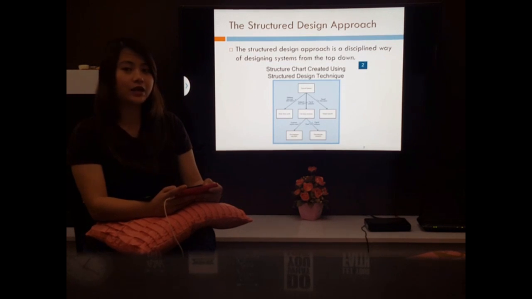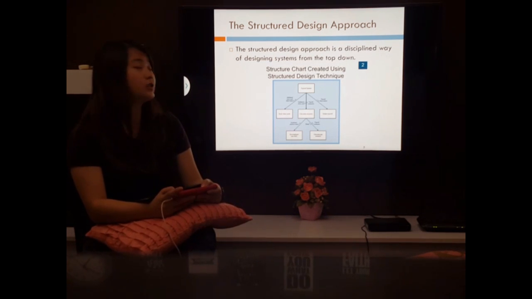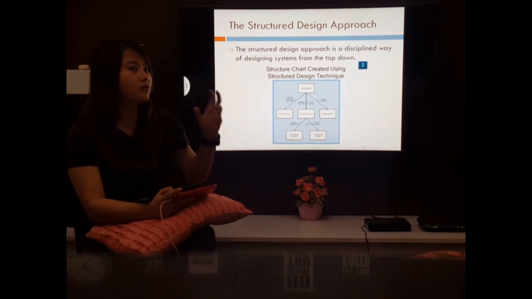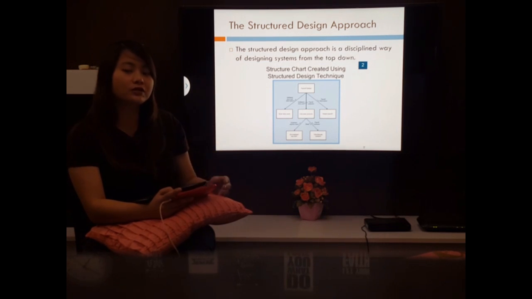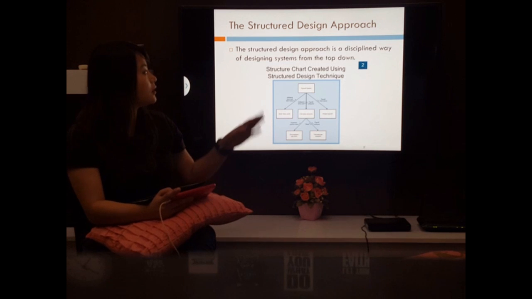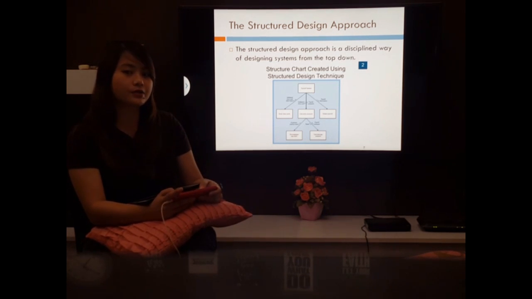The structured design approach is a disciplined way of designing systems from the top down. Actually, this starts from depicting the big picture of the proposed system that is gradually decomposed into more and more detail until it is fully understood. And this approach actually is being documented by data flow and structure diagrams.